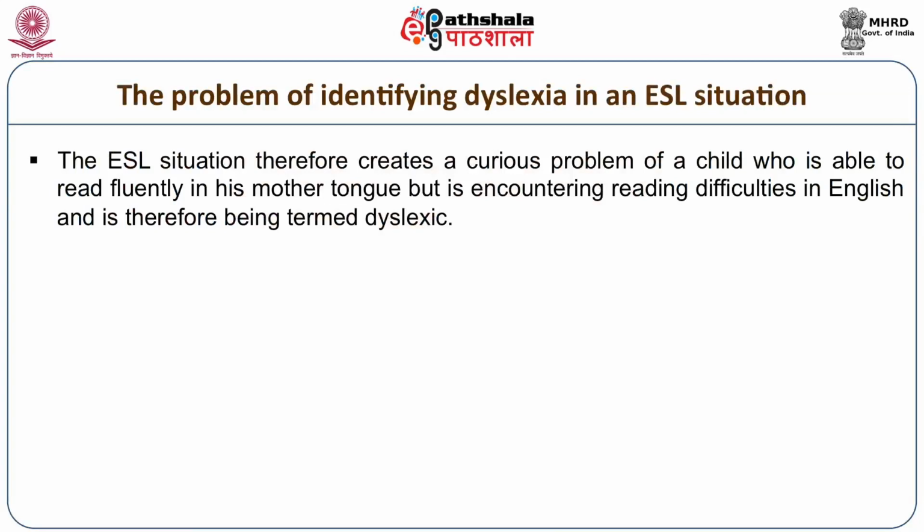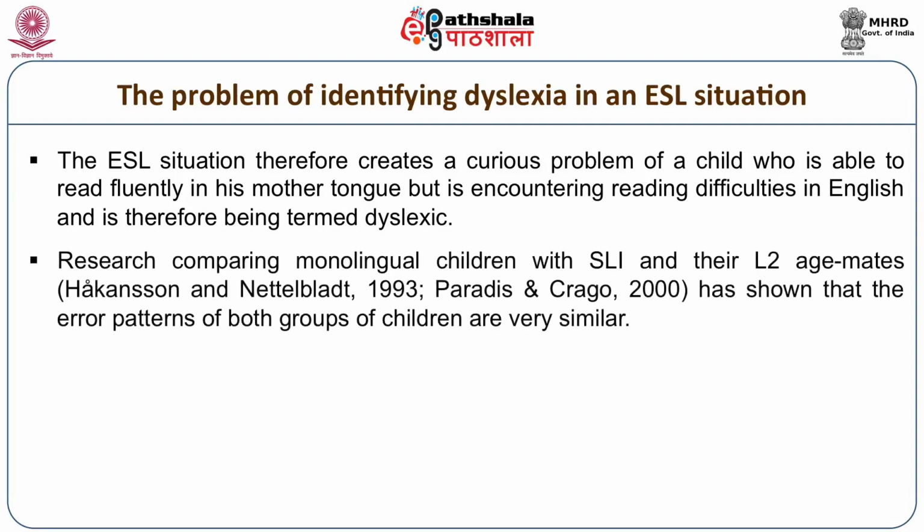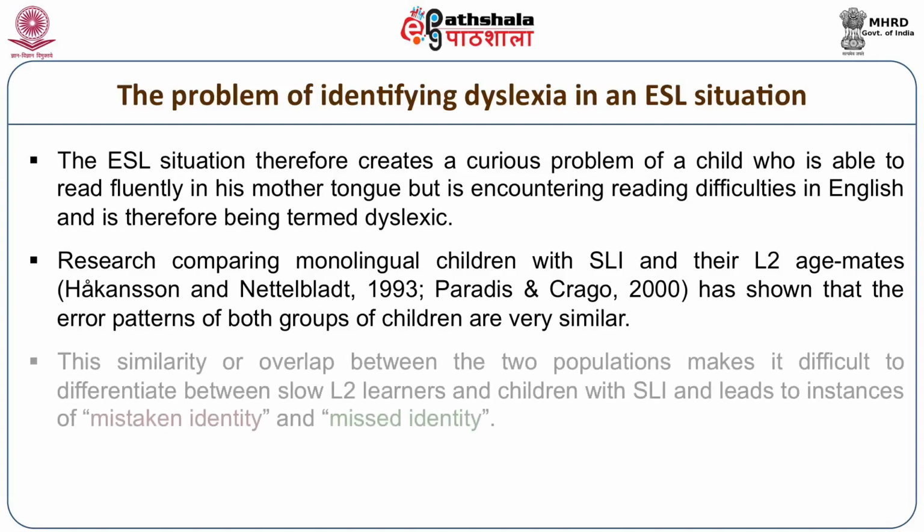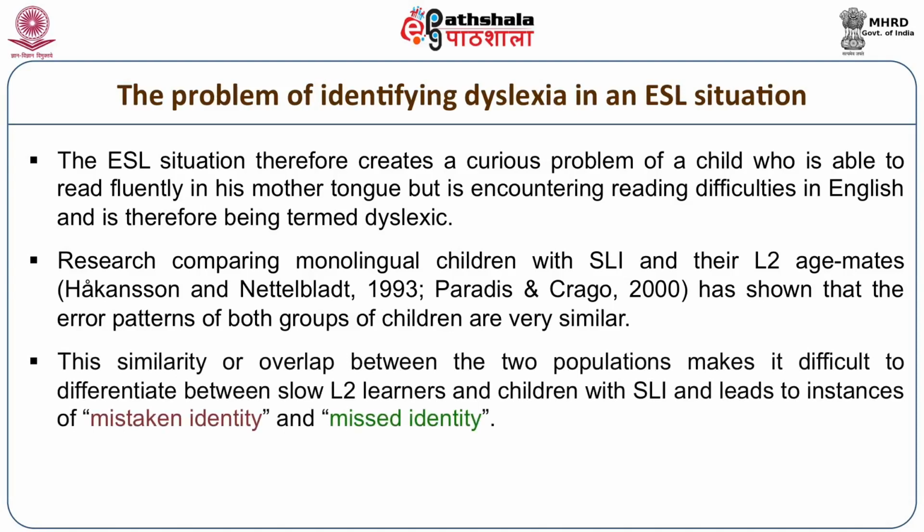In an ESL context, it is therefore difficult to differentiate between children who are learning the second language normally and children who are struggling because they have a disorder for a major reason, which is that both these groups, normally developing children learning a second language and children with SLI, show similar patterns of difficulty. That is, they have difficulties with grammar, they have difficulties with syntax, they have difficulties marking tense, and therefore this leads to cases of missed identity and mistaken identity.